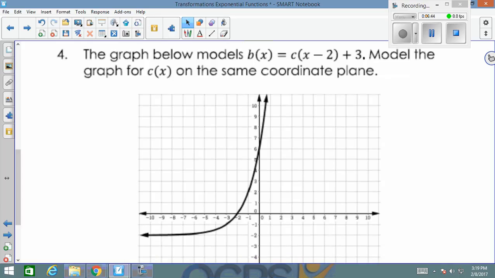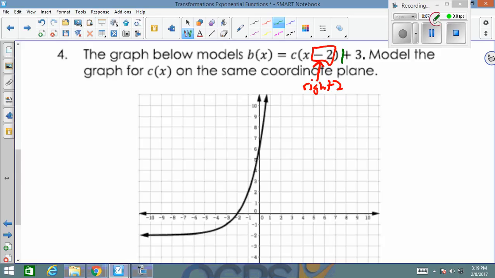Okay, so the graph below shows the already transformed graph that we need to go back to the original. So in the transformed graph, this negative 2 means that I'm going to go right 2, and this plus 3 means I'm going to go up 3. But because we're going backwards, to go back to the original graph, I need to go left 2 and down 3.